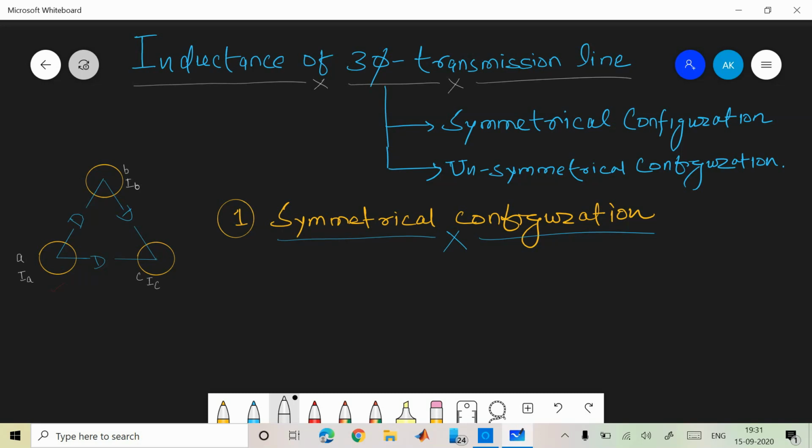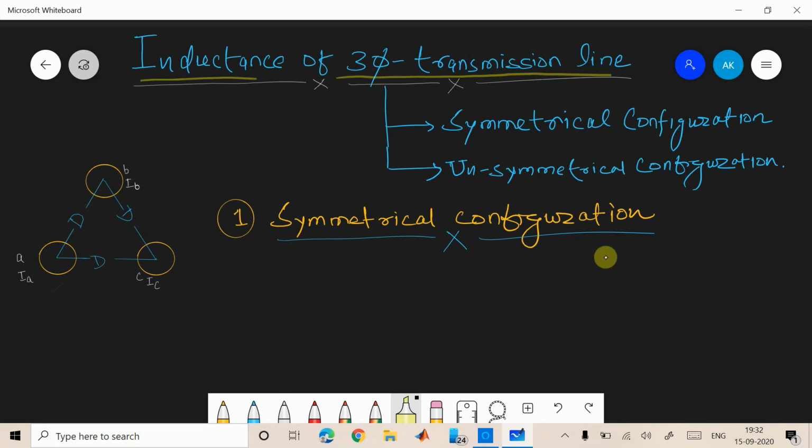Okay, so today we will use the concept of flux linkages of composite conductors, which we have seen in our last video. That concept of flux linkage of composite conductors will be utilized to write the inductance of a three-phase transmission line. Okay, so today we will talk about inductance of three-phase transmission line. In a three-phase transmission line, as the name suggests, three-phase, so there are three conductors.